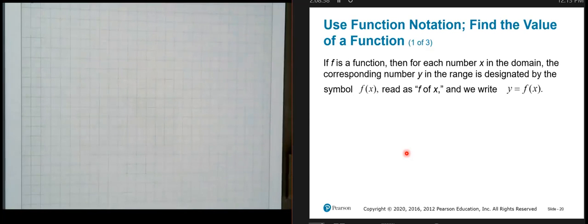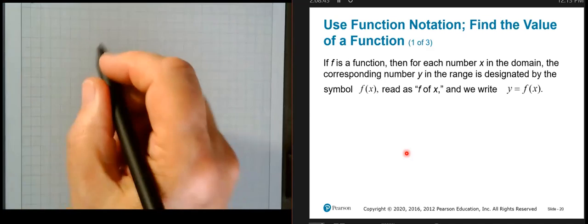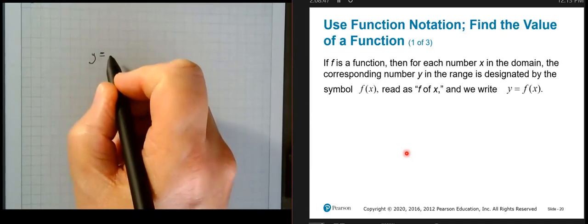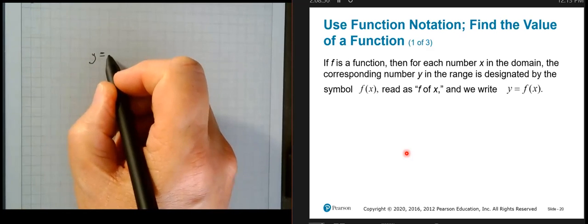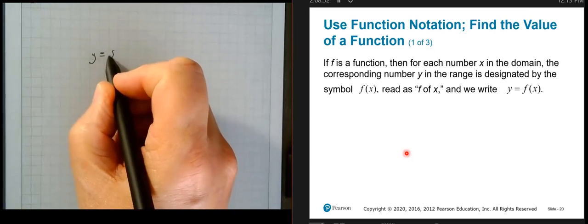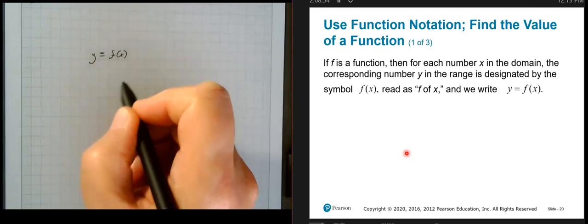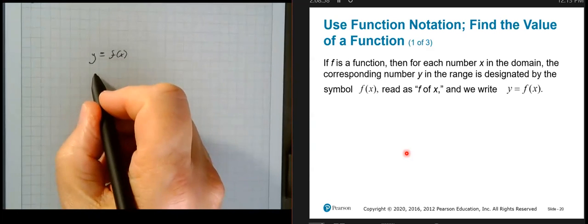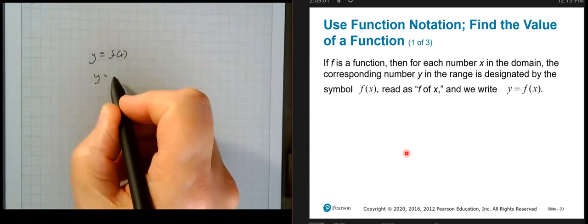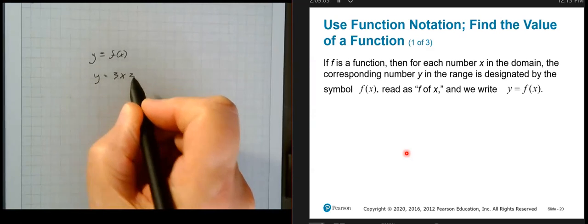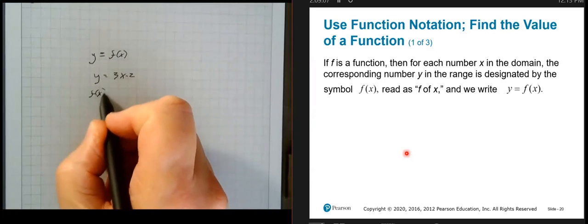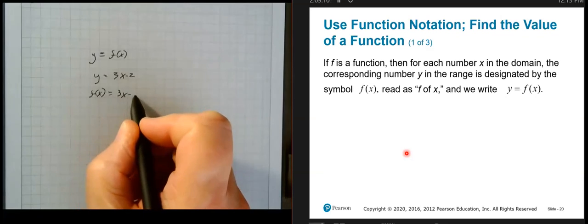Function notation is just another way of writing y. And it has several uses. Y equals f of x. So using f of x is just the same as using y. So if I have y equals 3x minus 2, then I could write this as f of x equals 3x minus 2.